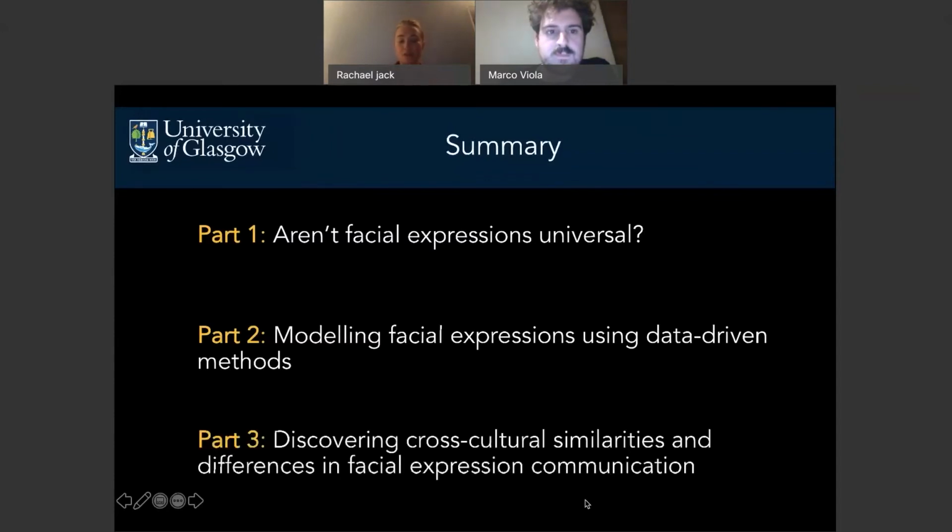Part three will then present some of the main results from the lab that we've acquired using this data-driven method, again looking at cross-cultural similarities and differences in facial expression communication, and how this can potentially impact psychological theories, but also have other applications outside of psychology, such as in affective computing, such as the design of digital agents, because we need digital agents to be able to generate facial expressions that are realistic, believable, and that accurately communicate emotion messages in different cultures. So these will be the three main parts I'll cover today.